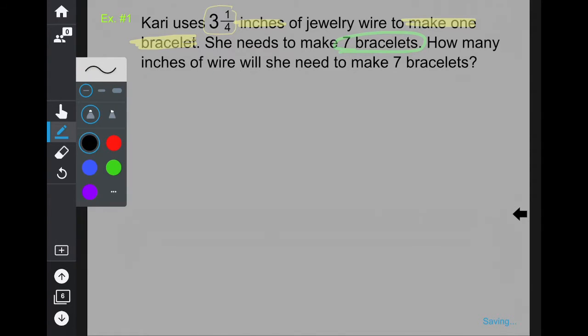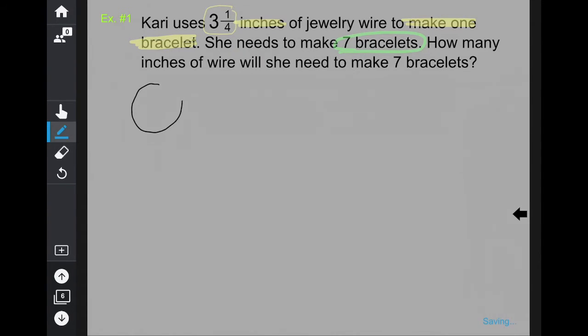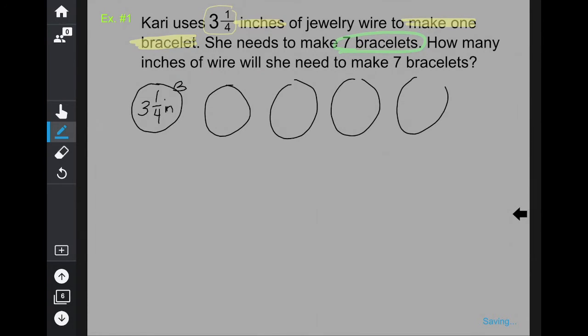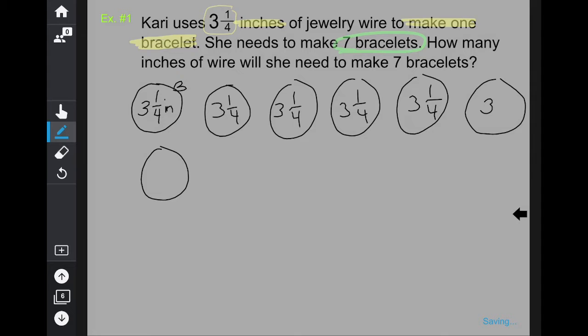So I like pictures, so I'm going to draw a quick picture here. So this is a bracelet. One bracelet uses 3 1/4 inches of jewelry wire. But it says she needs 7 of these. So I'm going to add 6 more because 6 plus 1 is 7. So I have 4, 5, 6, 7. Each one of these, again, I need 3 1/4 inches of jewelry wire. So each one of these bracelets requires 3 1/4 inches of jewelry wire.